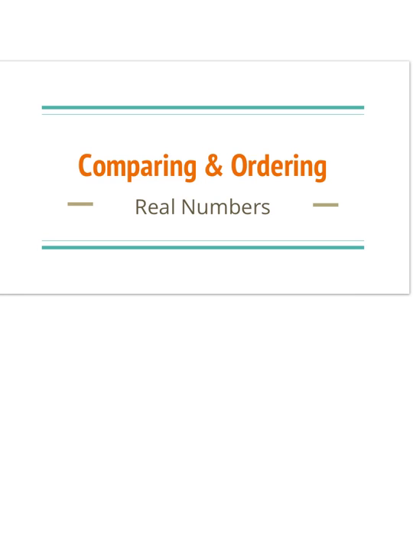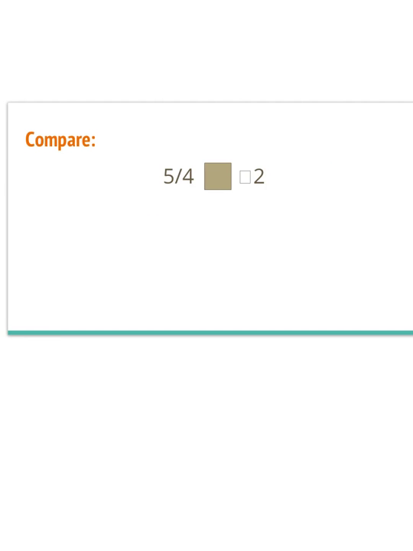In this lesson, we will be comparing and ordering real numbers. So let's look at this first example. I noticed right off the bat one of my symbols didn't come through. There should be a square root sign right there. So we are comparing 5/4, which is a fraction, to a square root, the square root of 2.